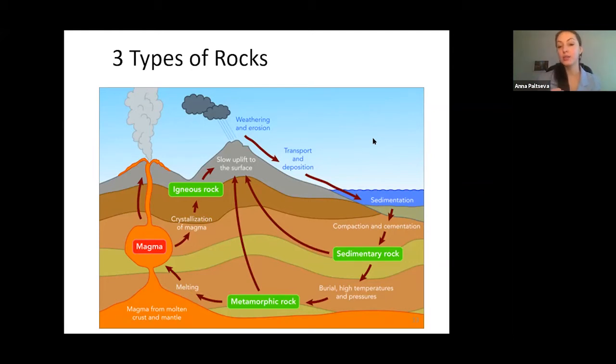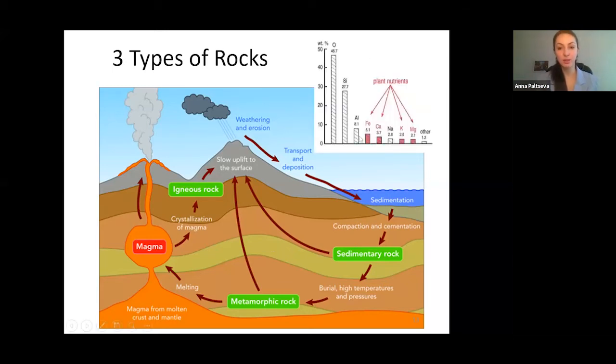And sedimentary rocks are just fragments of other rocks that over time were moved, transported to a new location, deposited there, and after some compaction and cementation, they become new types of rocks. And I will give you a little bit more examples. So why are these rocks important?